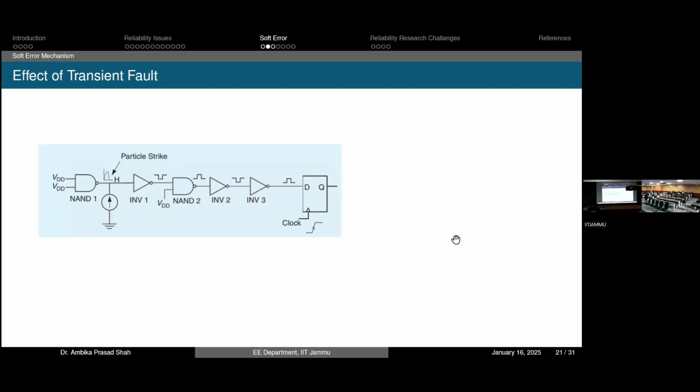Now let us come to the point of why I have considered this NAND 2 and inverter 2. We know the equation of NAND 2, how it happens. We know that a NAND gate is nothing but (A dot B) bar, right? So what is the truth table of this one? 0 0, 0 1, 1 0, 1 1. What is the outcome? What is the output?